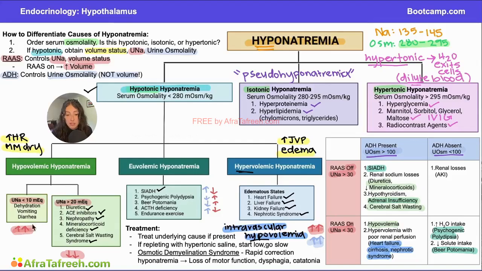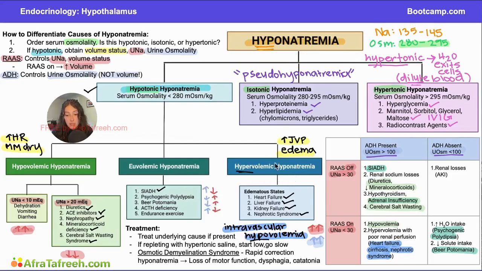Because if the RAS is on, it's usually dehydration, vomiting, diarrhea. If the RAS is off, then it's usually something disrupting the RAS system inappropriately, one of these suspects here. Euvolemic hyponatremia, you should again be looking at what's going on with RAS and ADH. If ADH is elevated but RAS is low, it might be SIADH or ACTH deficiency. You can kind of differentiate between those given the history. If the ADH is low but the RAS is high, then we might be thinking psychogenic polydipsia or beer potomania, depending on what the history tells us.